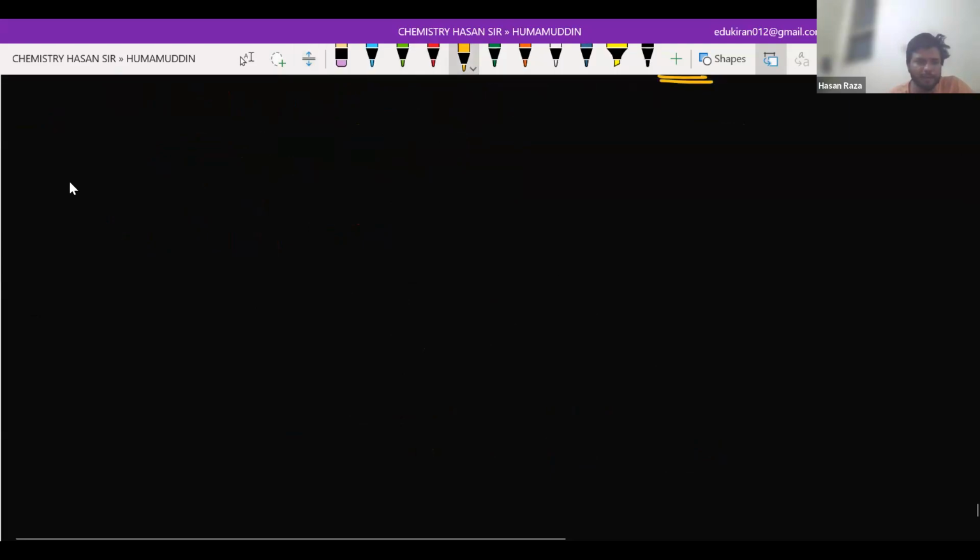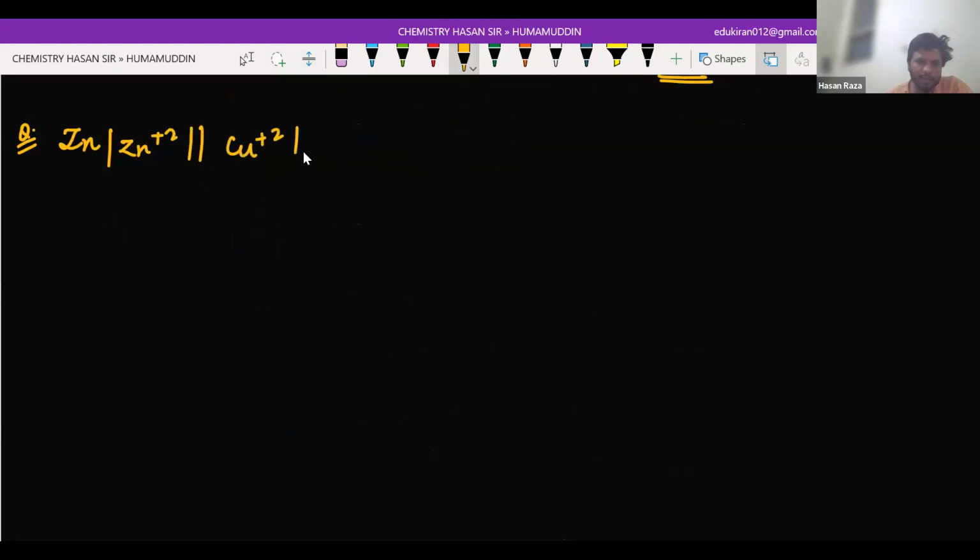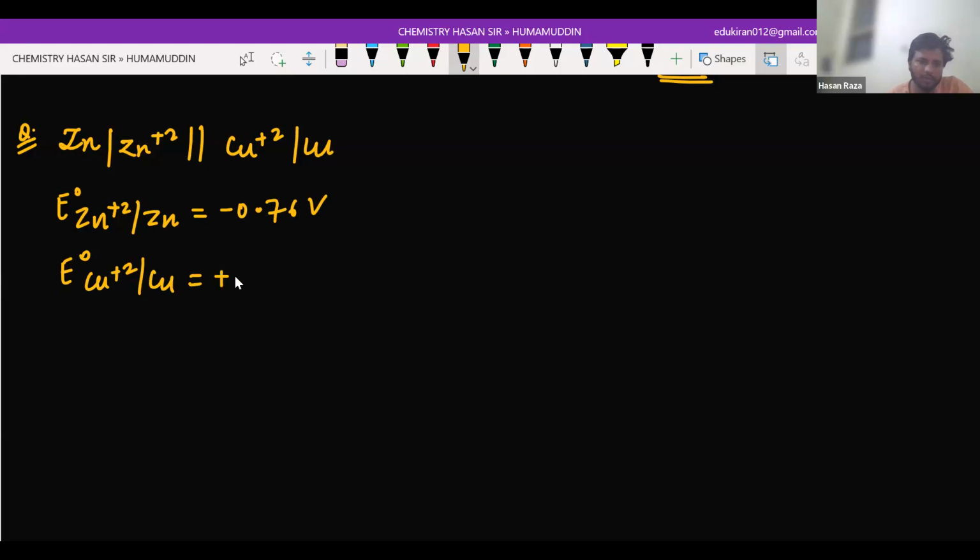Okay. So I'm going to give you two questions. Zn/Zn+2 double slash Cu+2/Cu, and it is given that E naught Zn+2/Zn is equal to minus 0.76 volt, and E naught Cu+2/Cu will be equal to plus 0.34 volt. Find E naught cell.